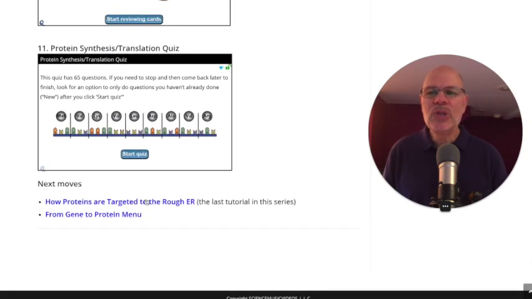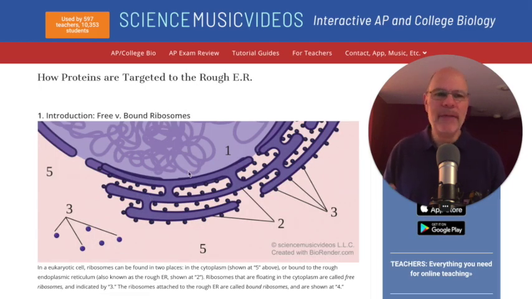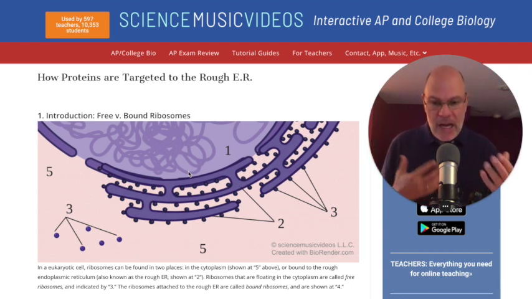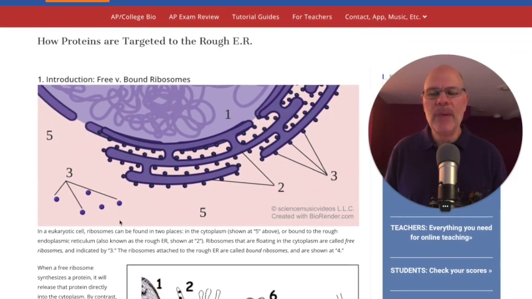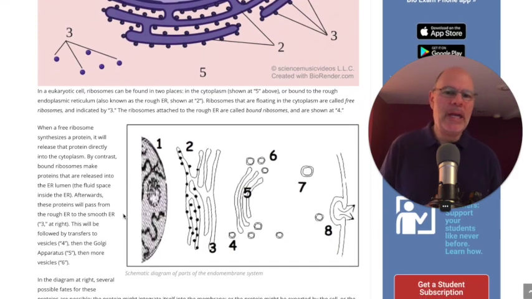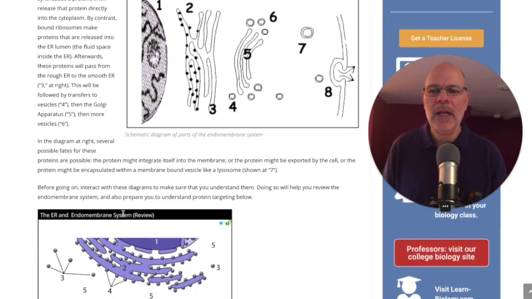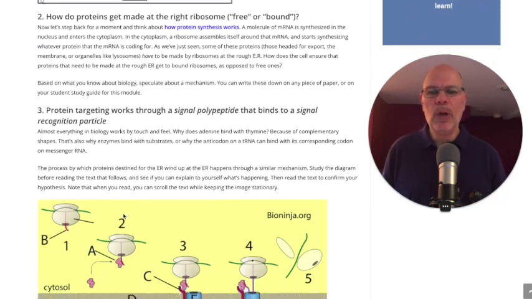So the last tutorial in this sequence is not actually part of the official College Board learning objectives, but I feel like it's so incredibly important for students to understand why certain proteins are made at the rough ER, whereas others are just made in free-floating ribosomes. That's sort of essential to how the endomembrane system functions, and it seems like it's an important thing not to skip.